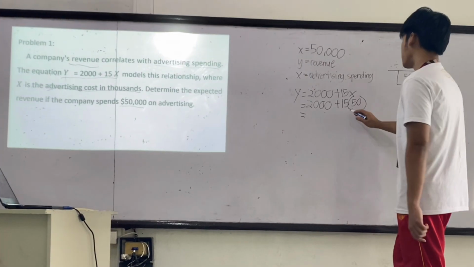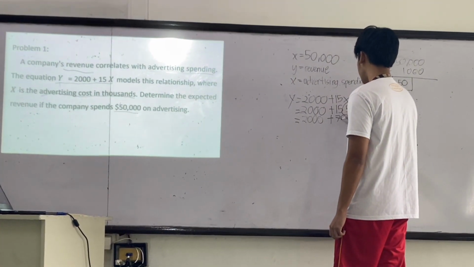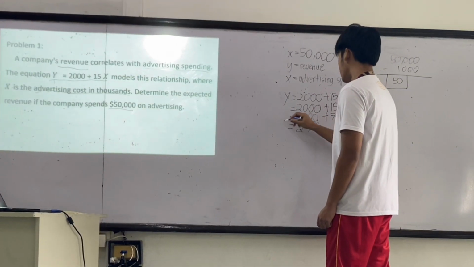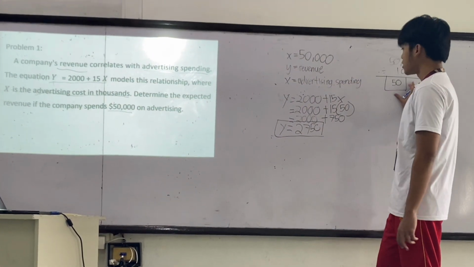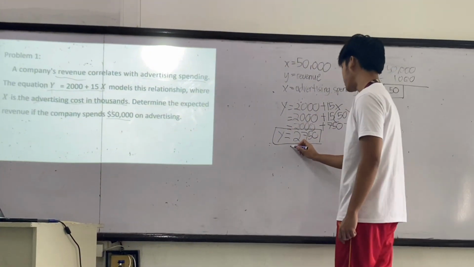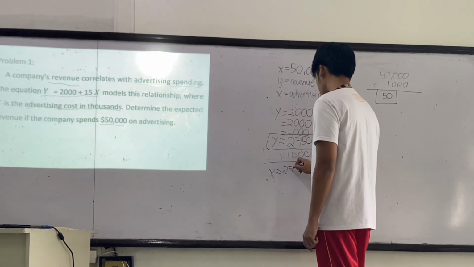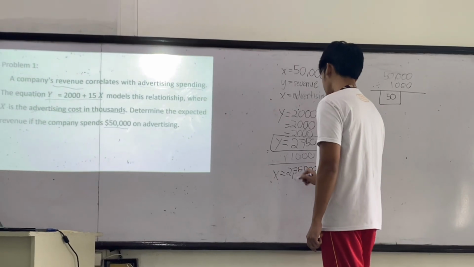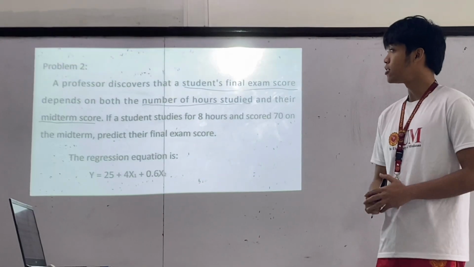So simplify the equation, so we will have 2,000 plus 750. 2,000 plus 750 is 2,750. So, by substituting back the 1,000, the final answer will be 2,750,000. So we will now proceed to problem number 2.